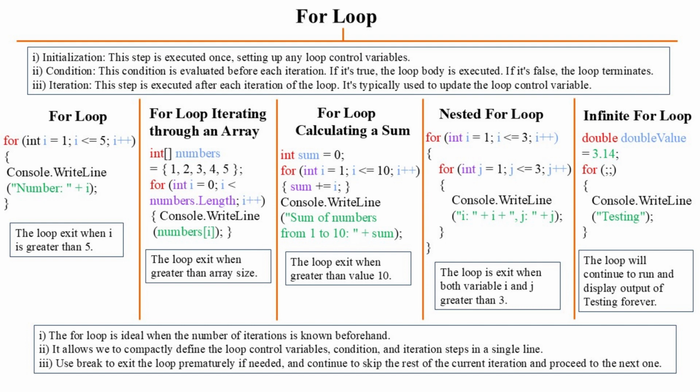In summary, the for loop is ideal when the number of iterations is known beforehand. It allows us to compactly define the loop control variable, condition, and iteration steps in a single line. Use break to exit the loop prematurely if needed, and continue to skip the rest of the current iteration and proceed to the next one. That concludes today's overview of the for loop in the C# programming language.